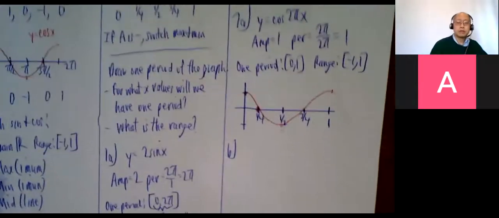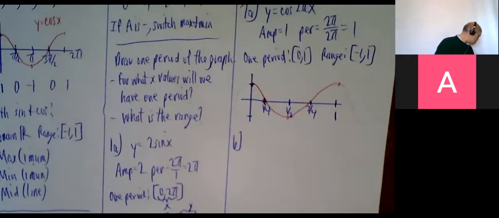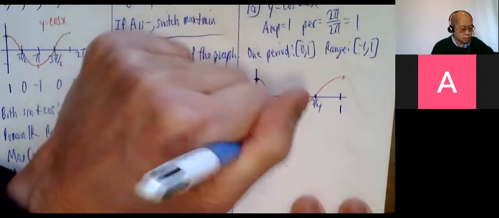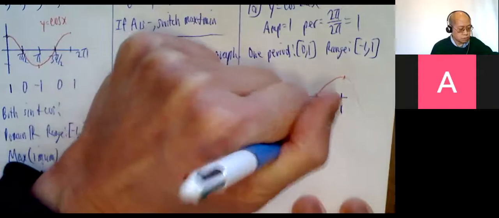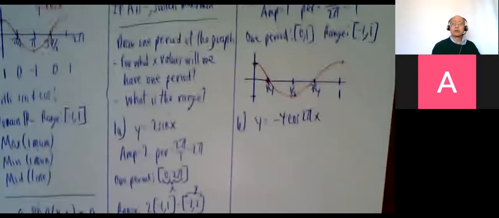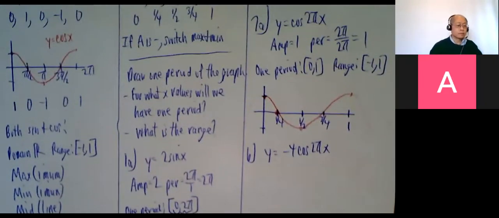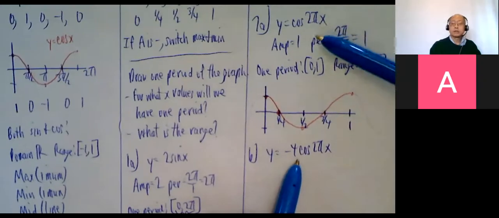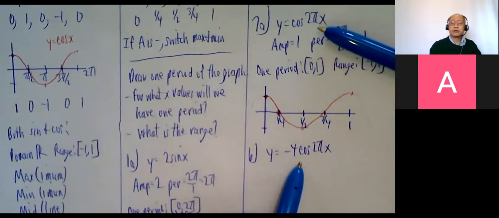Okay, I'm gonna search it up because I can't see anything. Okay, B, -4 cosine 2 pi x. I don't know what you just said. Take a look at this. Okay, somebody please mute yourself. I hear somebody out there. Everybody please keep yourself muted.